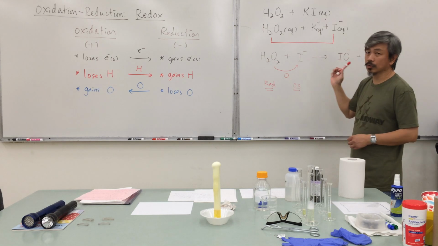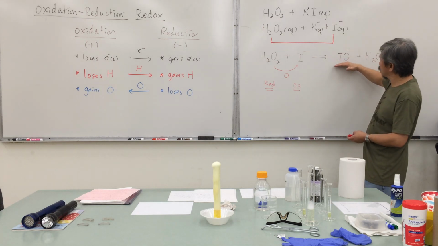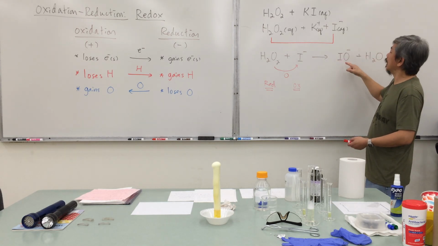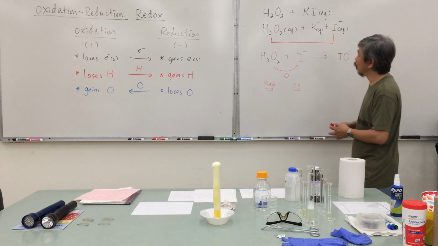As it turns out, that's not the end of the story. What happens is that once you create this particular polyatomic ion, it can then react with another H2O2 molecule.